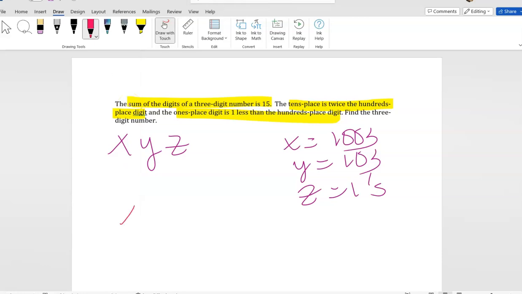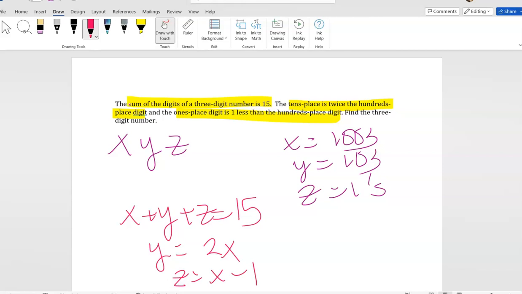So the sum of the digits: X plus Y plus Z equals 15. That's equation 1. I need 3 equations because I've got 3 variables. The tens place, that's Y, is twice the hundreds. So I'm going to write 2x, because Y is double X, so I need to double it. And the ones place, that's my Z, is 1 less than the hundreds, so x minus 1.